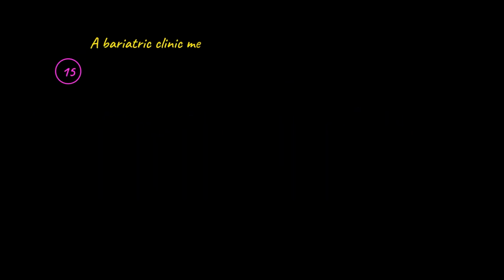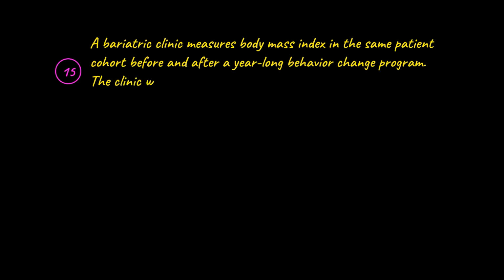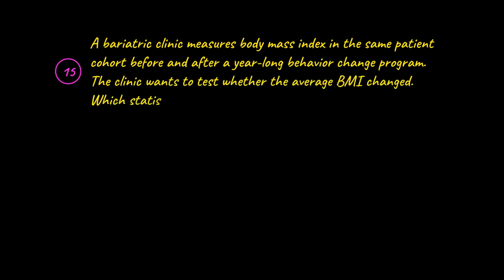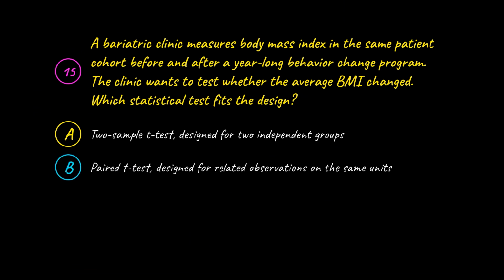Question 15. A bariatric clinic measures body mass index in the same patient cohort before and after a year-long behavior change program. The clinic wants to test whether the average BMI changed. Which statistical test fits the design? Your options are A. 2-sample t-test, designed for 2 independent groups. B. Paired t-test, designed for related observations on the same units.